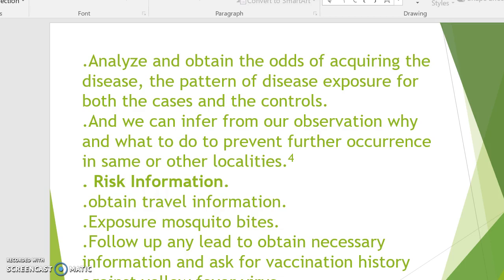Risk: obtain travel information, exposures to mosquito bites, follow up to obtain necessary information, and ask for vaccination history against yellow fever virus. Analyze and obtain the odds of acquiring the disease.